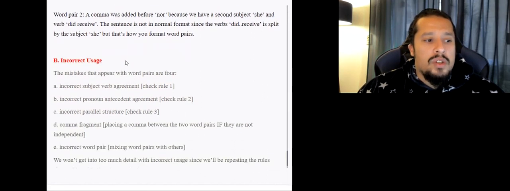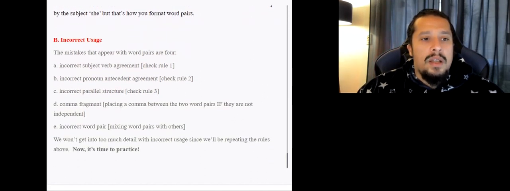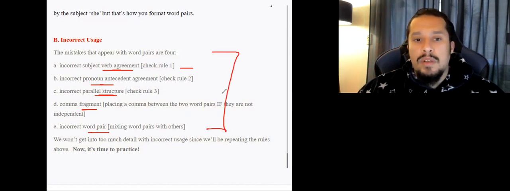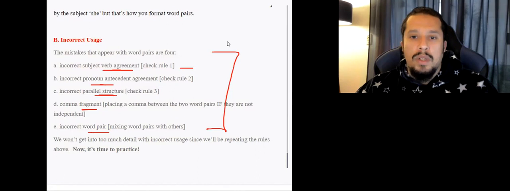Incorrect usage. Well, I wrote some notes here. Incorrect usage: incorrect subject verb agreement, right? Incorrect pronoun, incorrect parallel structure, comma fragment. You put a comma in an inappropriate place, or mixing the word pair. So those are the common mistakes اللي بيجي بالword pairs. This was a word pair lesson.